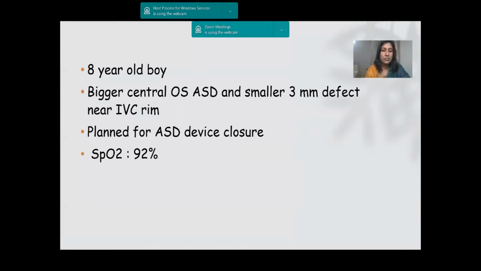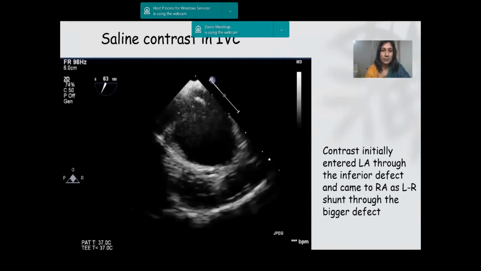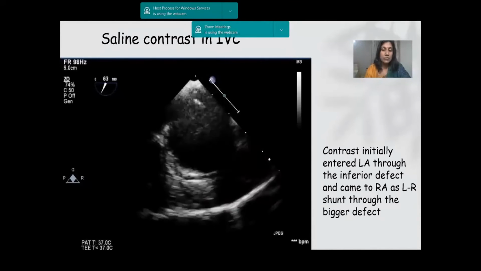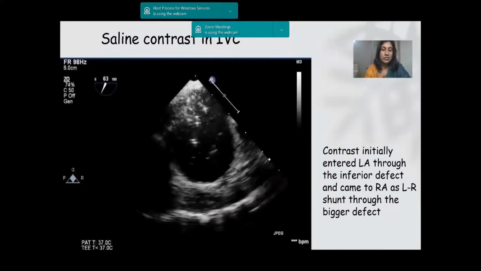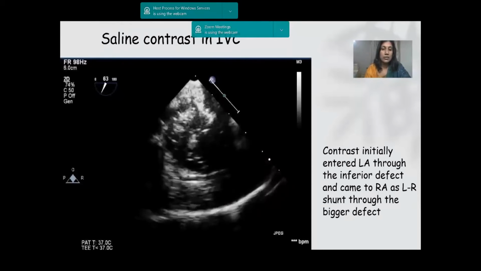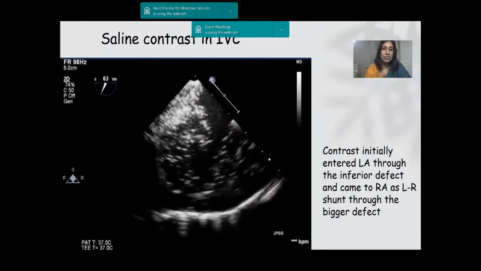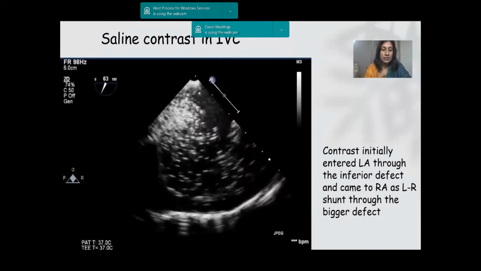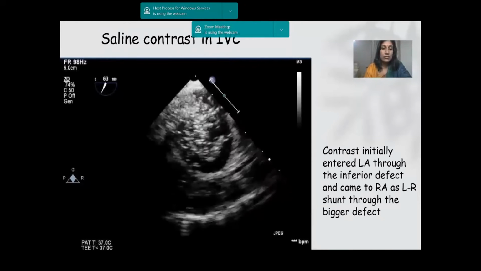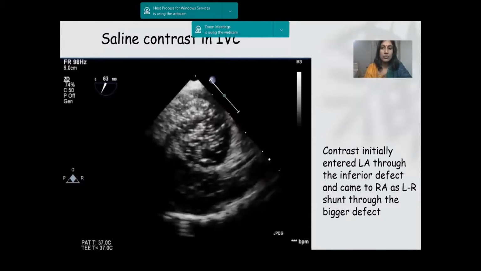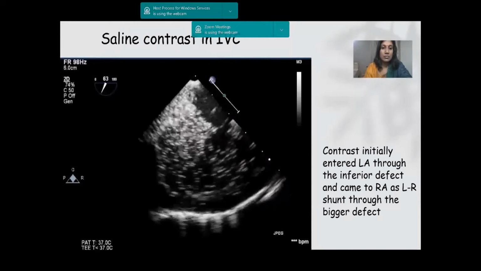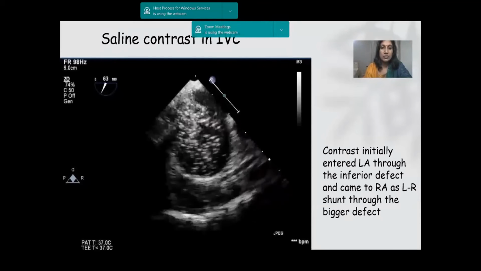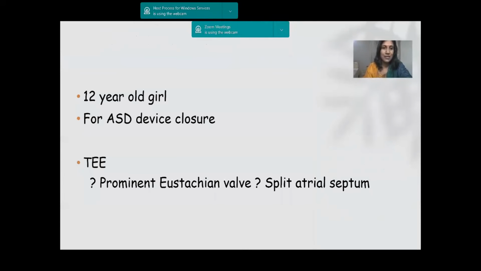An 8-year-old boy was referred for ASD device closure. He had a bigger central ostium secundum ASD and a smaller 3 mm defect near the IVC rim, but his saturation was 92%. So at the time when we took him up for ASD device closure, we did a transesophageal echo and we also did a saline contrast echo in the IVC, which showed that the eustachian valve is directing the IVC flow through the smaller defect into the left atrium. That probably accounted for his mild desaturation, and the same bubbles that went into the left atrium are coming back to the right atrium through the bigger ASD.